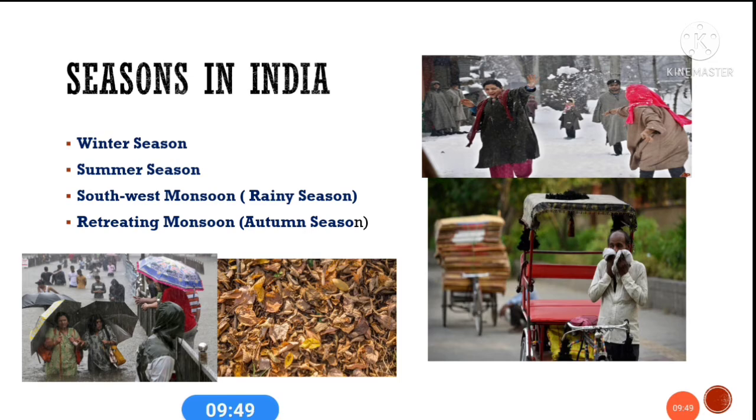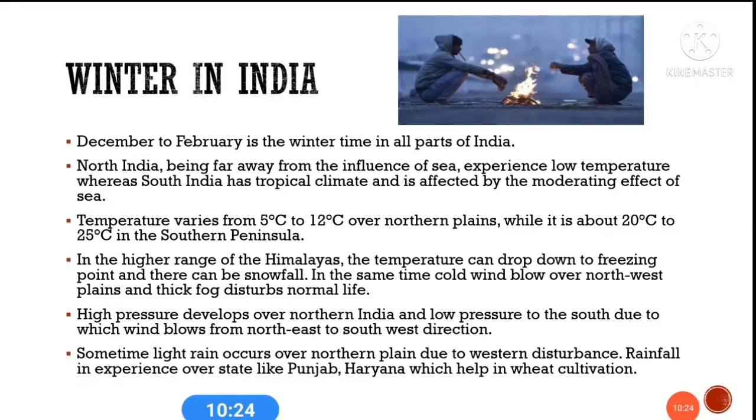Now let us discuss the important seasons of India. Basically in India we experience four major seasons: winter season, summer season, southwest monsoon season, which is also called the rainy season, and retreating monsoon season, which is also termed the autumn season. Let us discuss one by one all the seasons in India in detail: from which month each starts, and what the consequences of that particular season are for the people of India, etc.